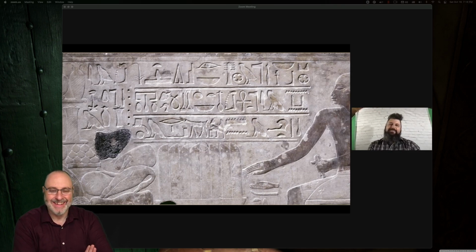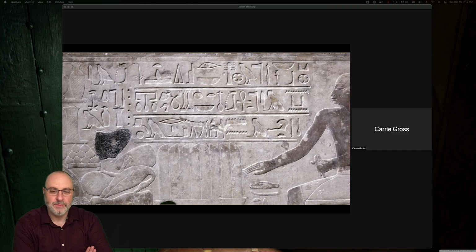So here we are again. So here's another one. Question. Yeah, sure. Ancient Egyptian, is this read from right to left or left to right?